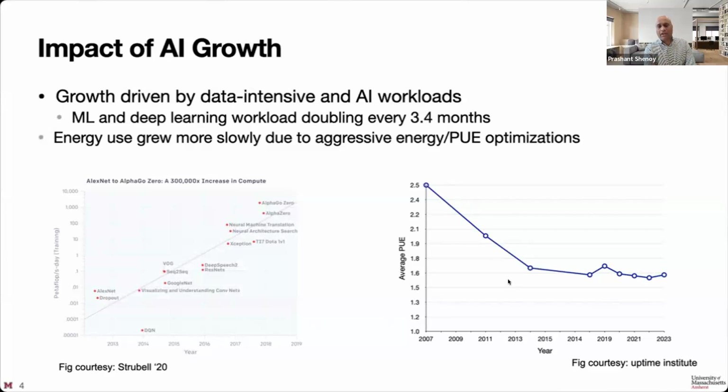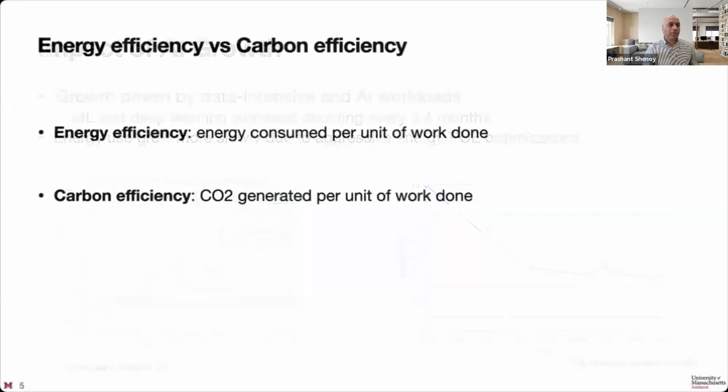So that's changed, and now a lot of the low-hanging fruit is gone, and the energy footprint is actually beginning to grow, which is also causing the carbon footprint to grow. So what this slide shows are the two key metrics that I'm going to talk about in this presentation. The first is energy efficiency, which is simply defined to be the energy consumed per unit of work done.